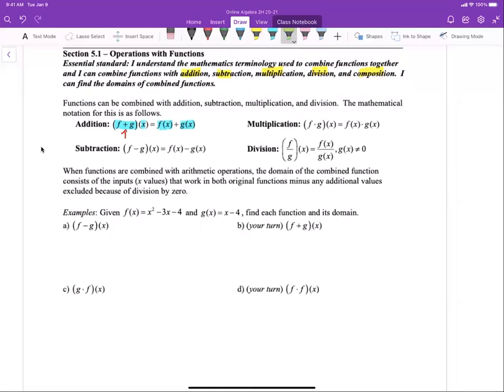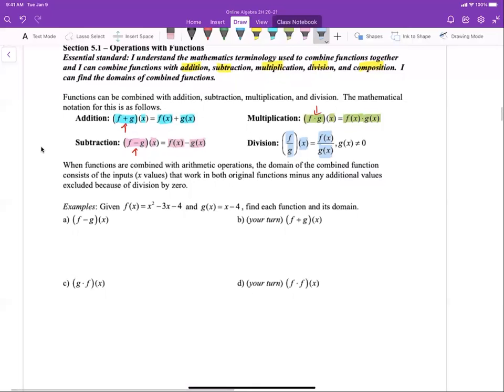Multiplication, for example, will be (f · g)(x), and you can make that f(x) times g(x). And again, this is the symbol for multiplication. Subtraction, (f − g)(x), is the same as f(x) − g(x). And once again, here is our operation, which is minus. And the last one, (f / g)(x), so f(x) divided by g(x). We cannot have g(x) equal to 0, so we will have to find our domain in that situation. We will have to find the x's and exclude them if g(x) is equal to 0.